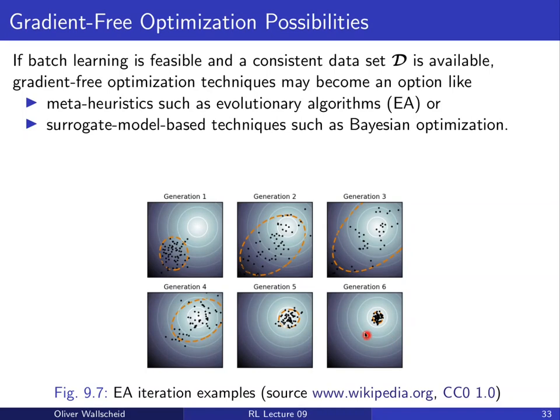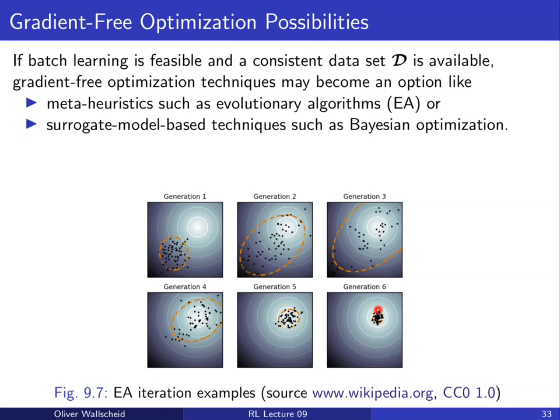However, as you can see here from the isolines, at least this is a very convex problem, so here we really would not need to apply evolutionary algorithms. Just using gradient descent would be really the way to go. However, in high dimensional problem spaces, of course, the picture may change completely.